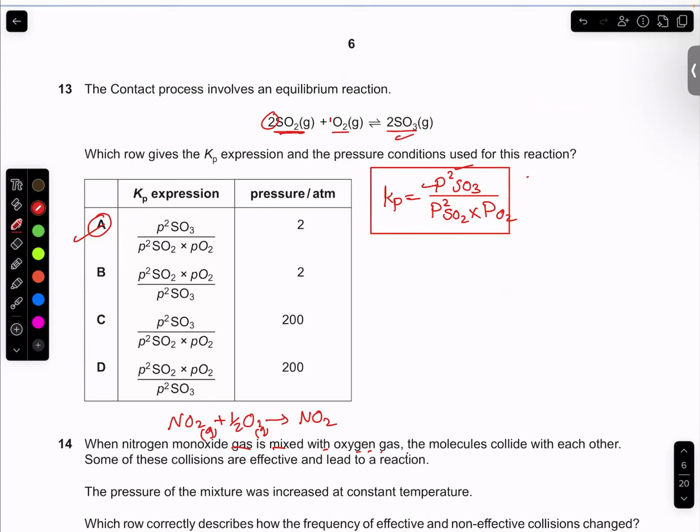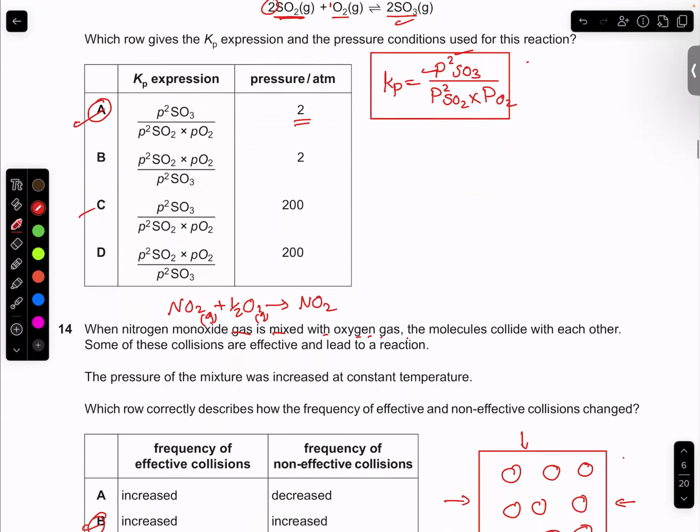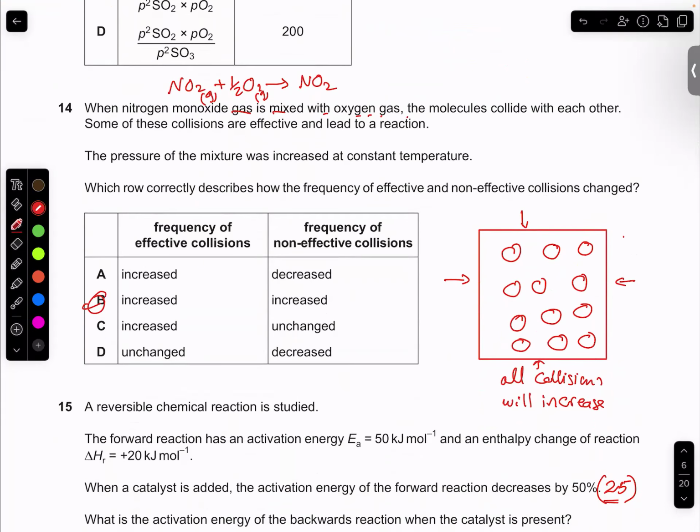This matches A and C, but the pressure for the contact process is only 2 atm, so the answer is A. When nitrogen monoxide gas is mixed with oxygen gas, NO with half O2 gives NO2. All of them are gases.